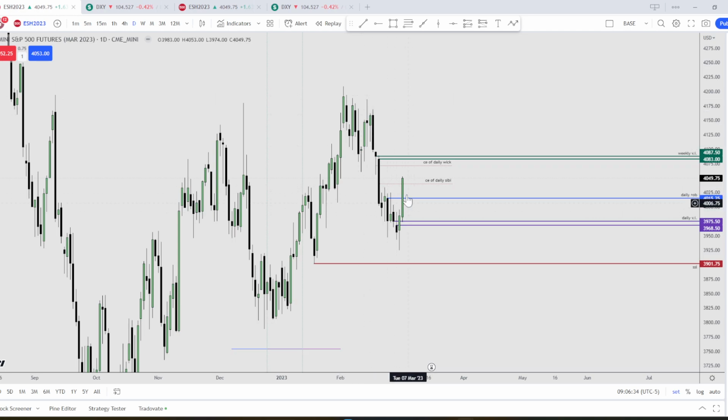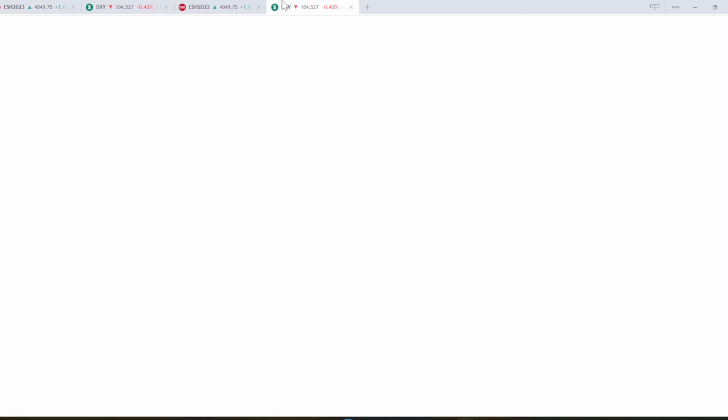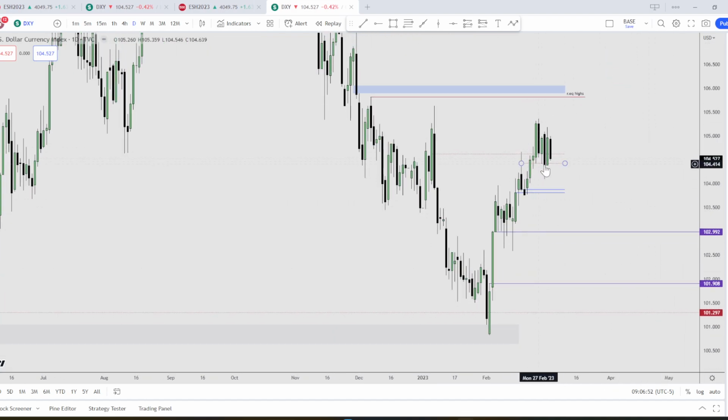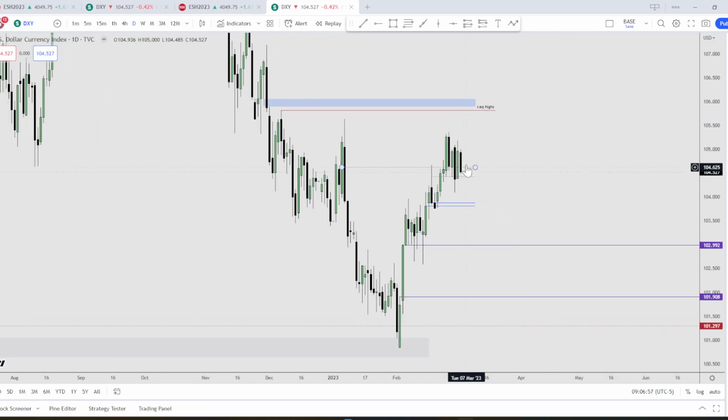Because right here we do have a shift in market structure. The thing is that this type of scenario needs to play out fast. You want to see a fast reversal back up into this area. You do not want something like what the dollar is doing, right? Dollar is just consolidating right here.